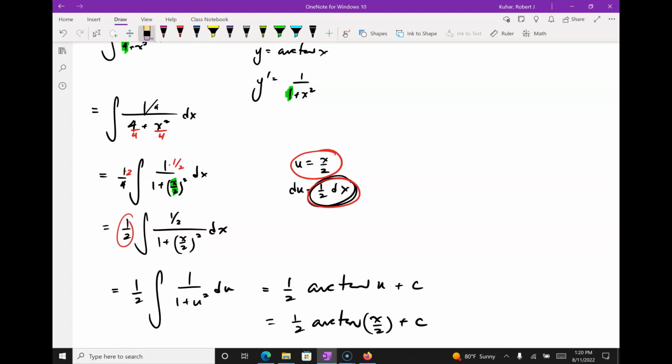Say again? X over 2? Yeah, in green, right here. Yeah, so it was x squared over 4, but I need something squared. Yep, so if u is x over 2, du is 1/2 dx.